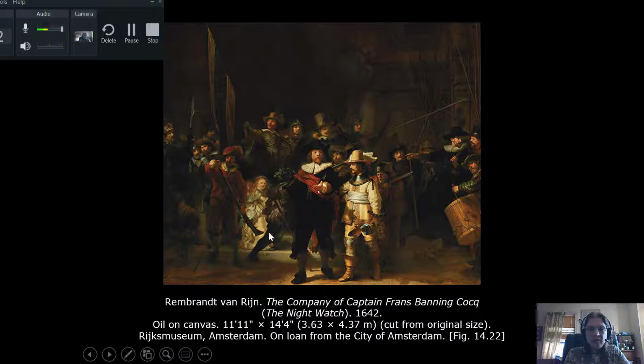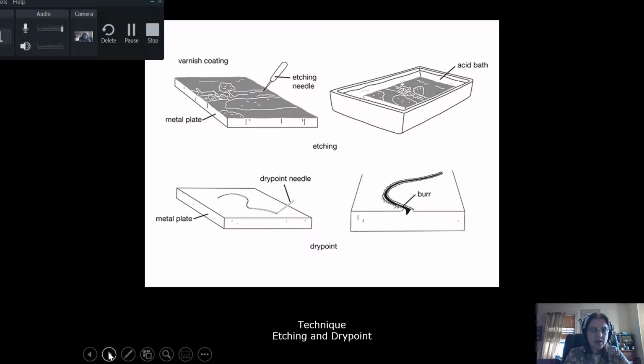So here you have the person who's in charge of this militia, and he is highlighted almost like a general would be in this grand army or something. So again, it's very unusual for the time period to make a painting like this of such large scale.